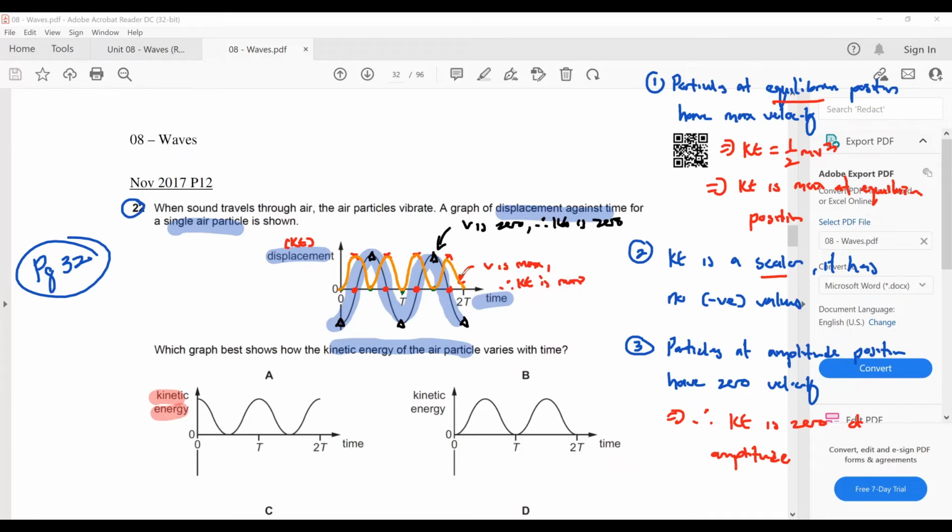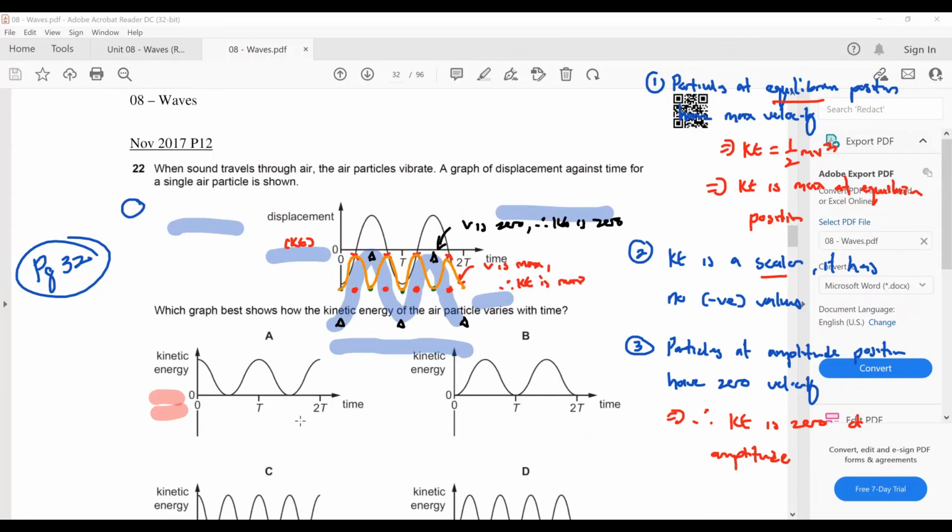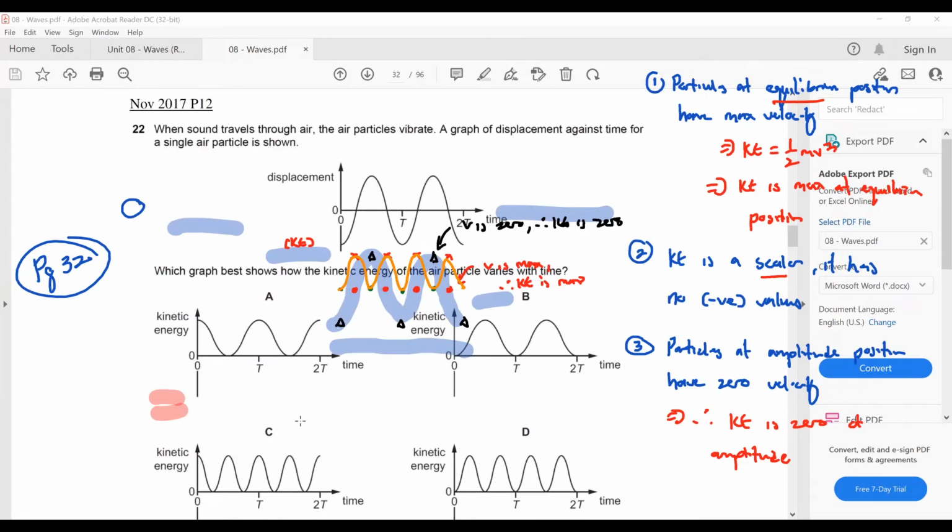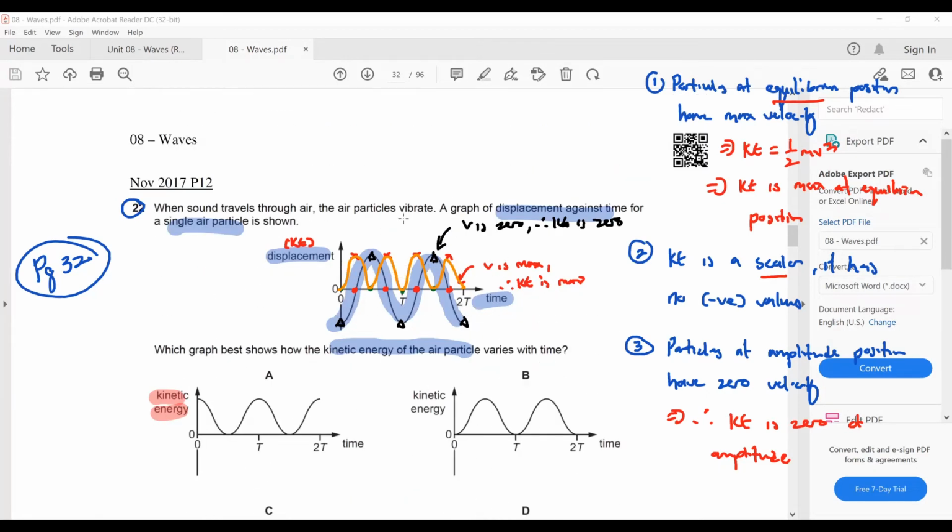Okay, I'm supposed to get a shape that looks like this. All right, so the correct answer for this would actually be D. Okay, right, if you look carefully, this part here is T, right? One period.